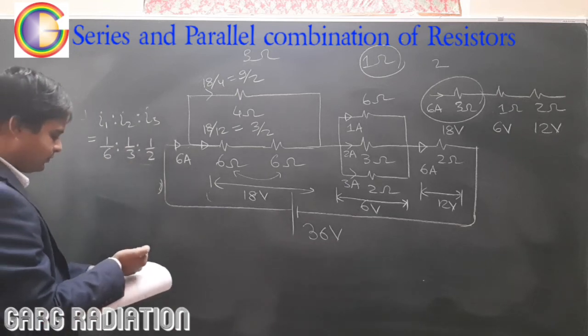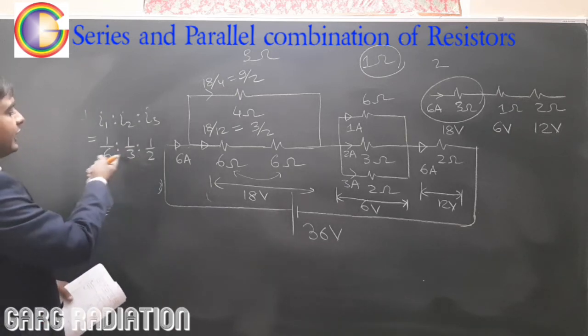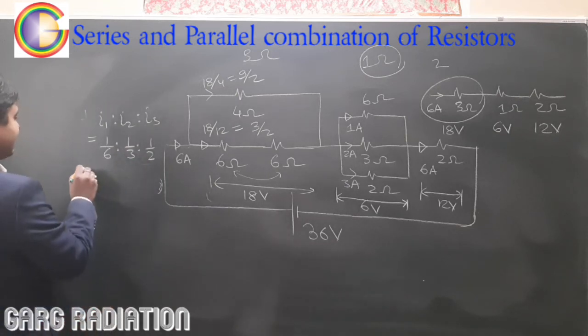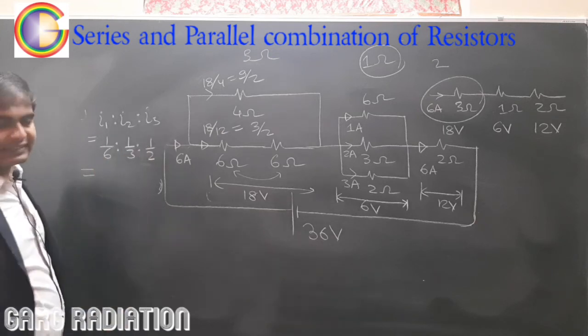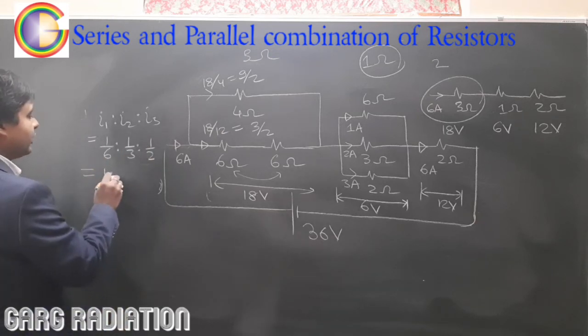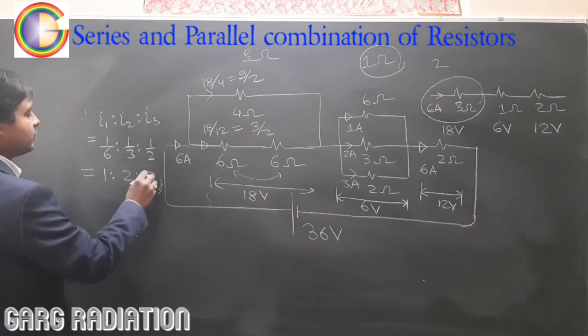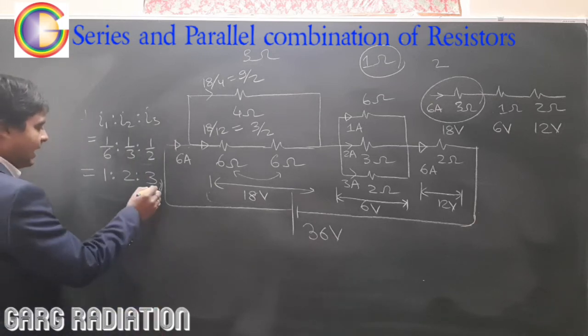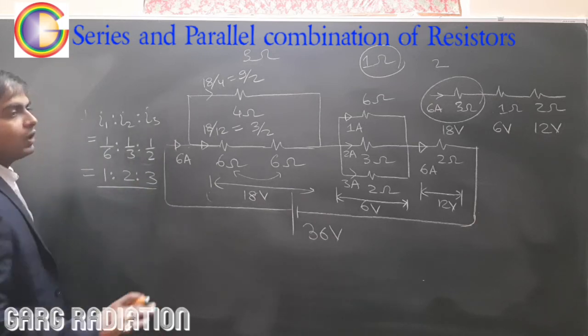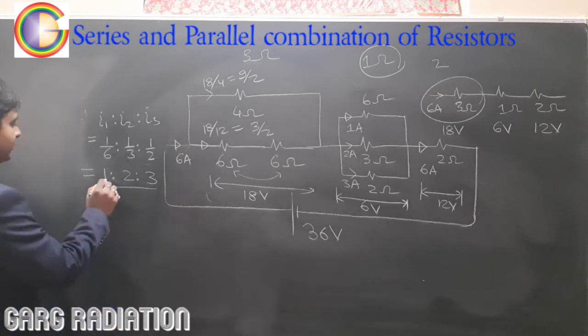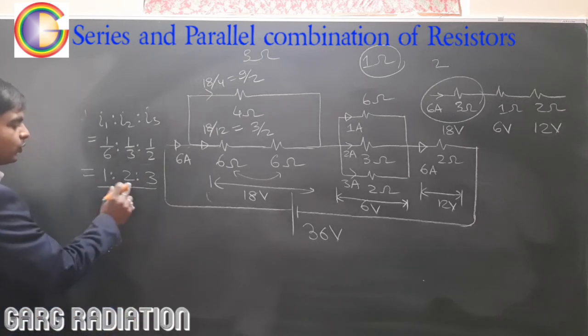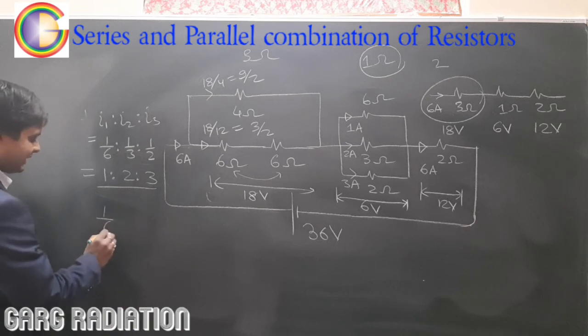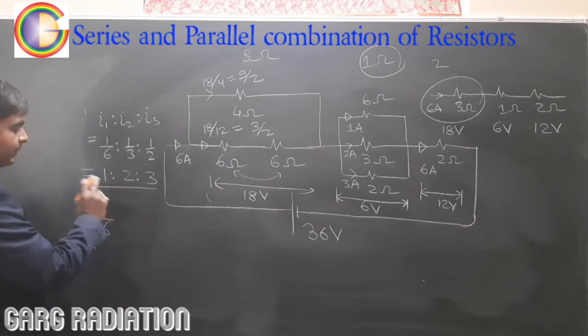Now what you do? You simply multiply it with the LCM of these to find the exact ratio. So multiply with 6, you will get 1 is to 2 is to 3. Yes or no? And now you have got the ratio. How will you find the current? So it must be 1 upon total sum. So 1 upon 6. 3 plus 2, 5 plus 1, 6.